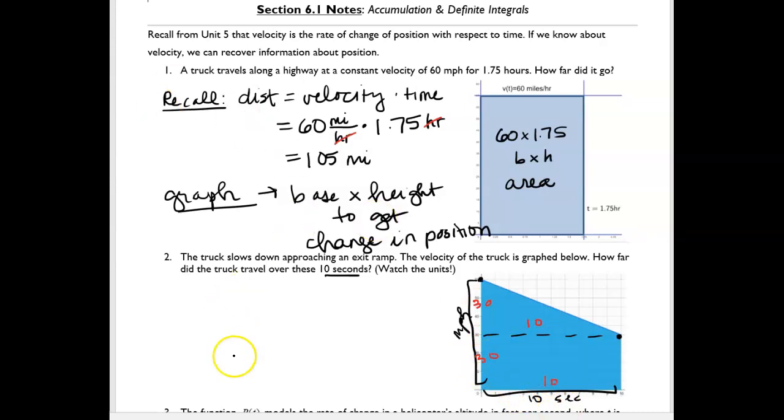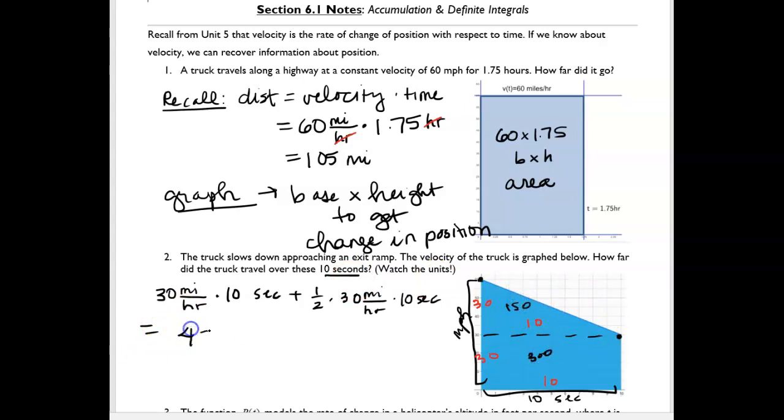So when I go to find these areas, let's keep in mind the units here. For the rectangle at the bottom, 30 miles per hour times 10 seconds, plus for a triangle, it's half the base times the height, so 1/2 times 30 miles per hour times 10 seconds. What that gives us, we would have 300 here, 150 here. Add those together, that gives us 450.